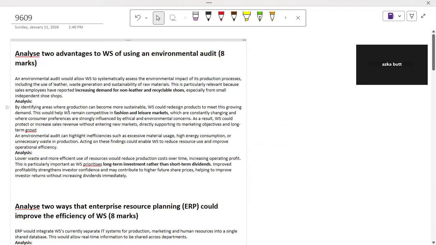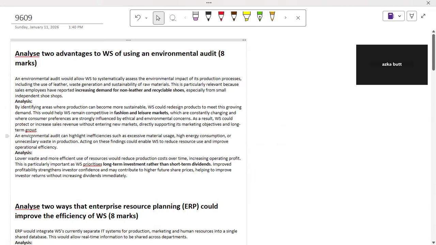By identifying areas where production can become more sustainable, WS could redesign products to meet this growing demand, and this would help WS remain competitive in fashion and leather markets, which are constantly changing and where consumers' preferences are strongly influenced by ethical and environmental concerns. So, as a result, WS could protect or increase sales revenue without entering new markets, directly supporting its marketing objectives and long term growth.